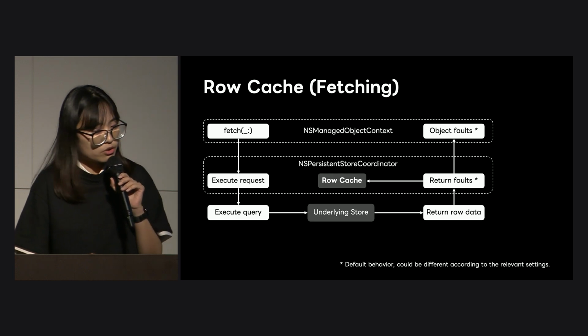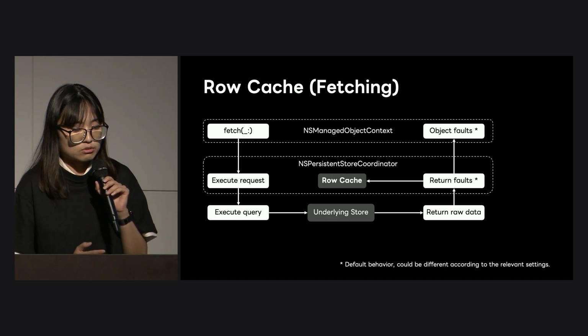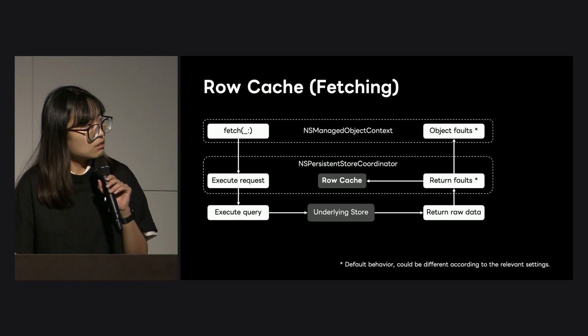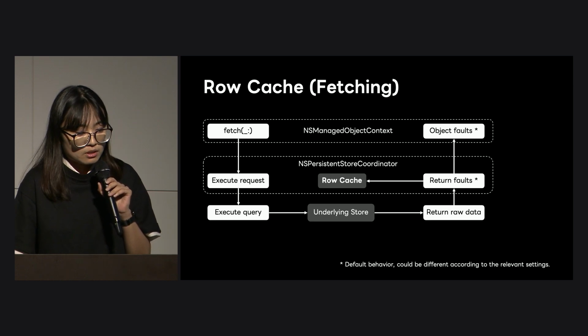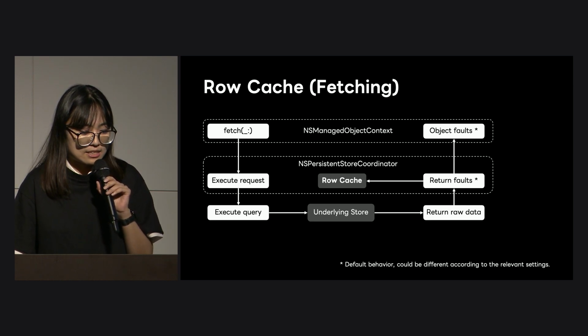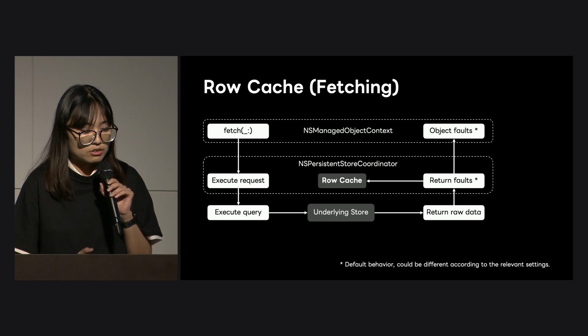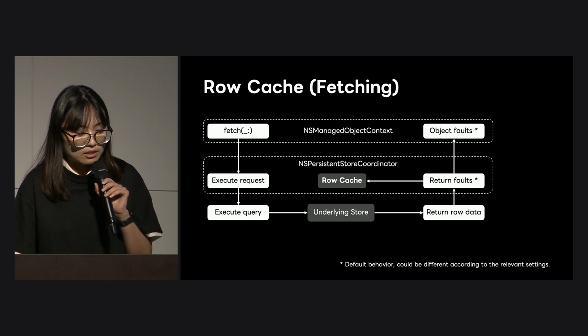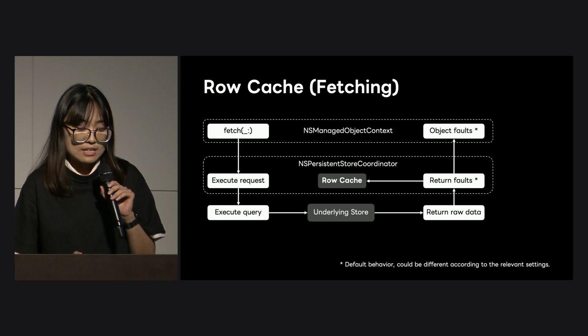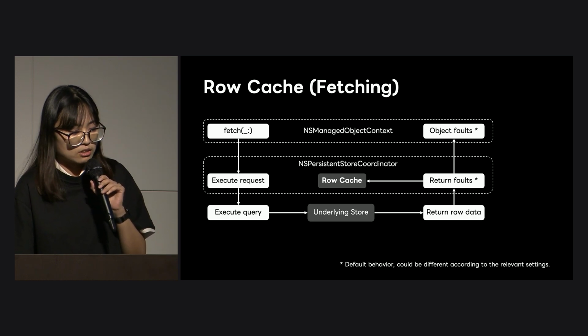To understand how the row cache works, let's walk through the data fetch process. When fetching data, the application accesses an underlying store to retrieve the raw data. That data is then processed and returned as faults, not fully realized objects. At the same time, the fetched data is stored in the row cache for future use.